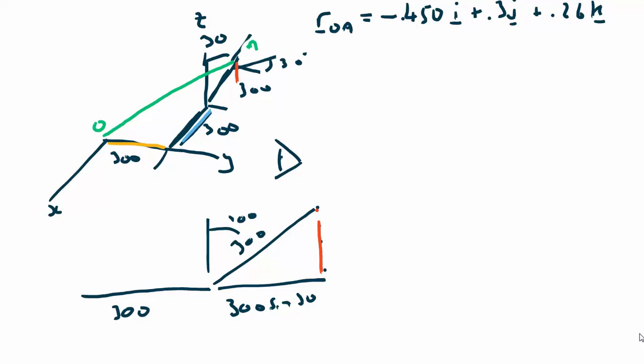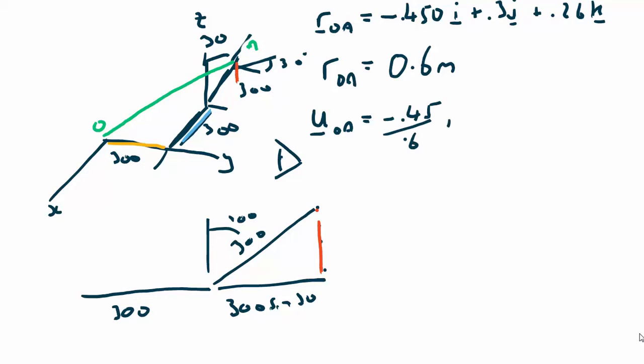I do Pythagoras on that, so 0.45 squared plus 0.3 squared plus 0.26 squared, all square rooted. ROA, the distance from O to A, comes out at 0.6 metres. I can then find a unit vector for OA, and that would be minus 0.45 over 0.6 I plus 0.3 over 0.6 J plus 0.26 over 0.6 K. So I've now found my position vector, the distance from O to A, and a unit vector.